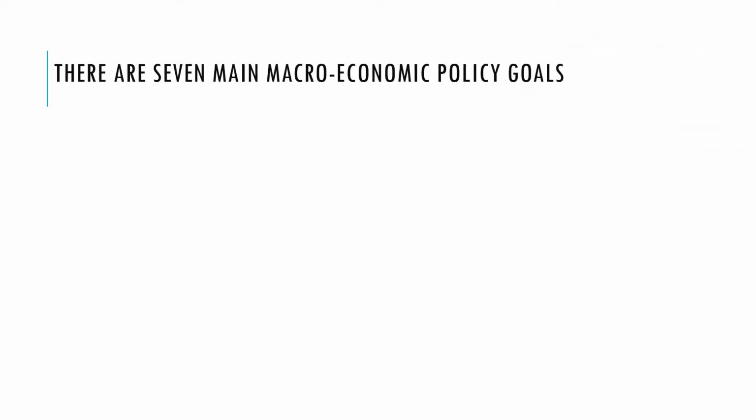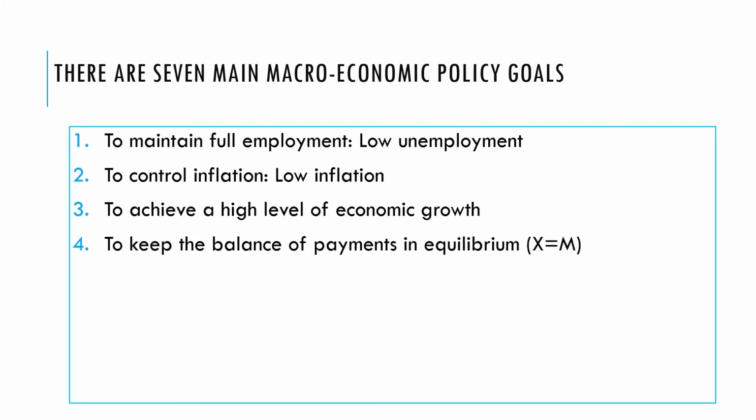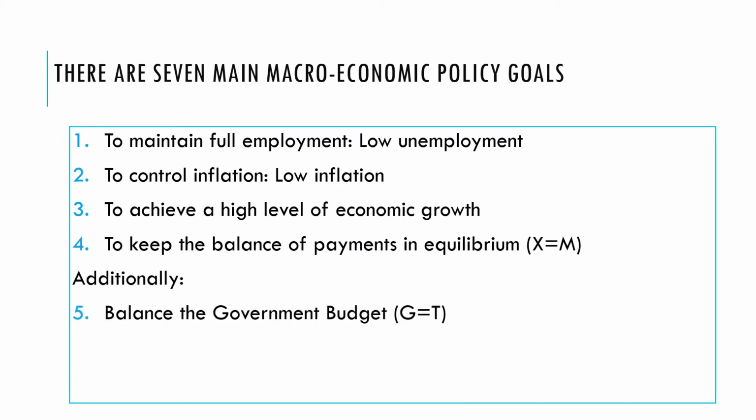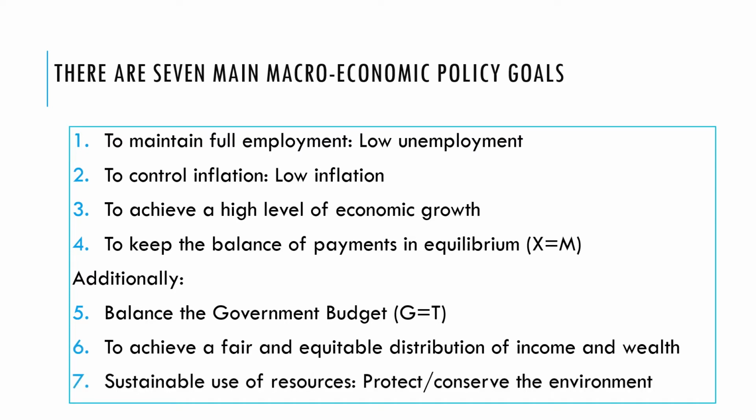So there are 7 main macroeconomic policy goals or objectives: low unemployment, low inflation, high level of economic growth, balance of payment stability, and then additionally we have to keep the government budget balanced, to achieve a fair and equitable distribution of income and wealth, and lastly, to use resources within the economy sustainably and to protect or conserve the environment.